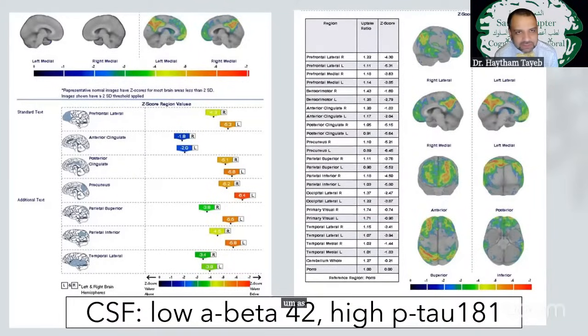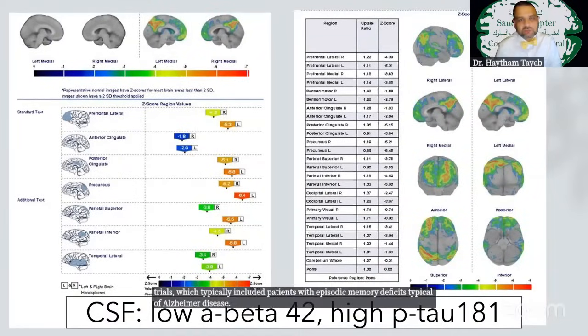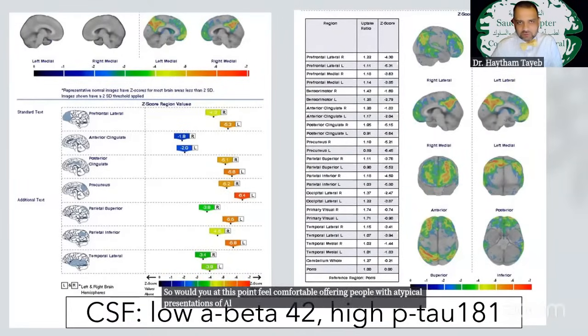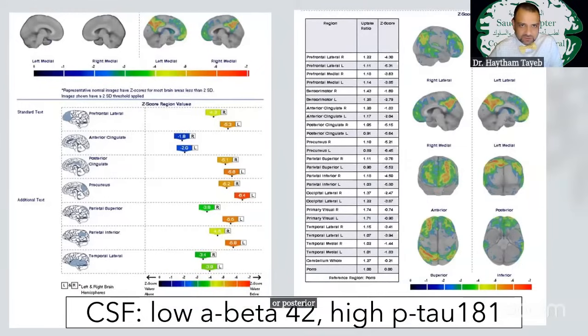This is an extrapolation from the clinical trials, which typically included patients with episodic memory deficits typical of Alzheimer disease. So would you at this point feel comfortable offering the treatments to people with atypical presentations of Alzheimer disease, so logopenic variant PPA, or posterior cortical atrophy, or dysexecutive AD? Or would you stick to the inclusion criteria in clinical trials?